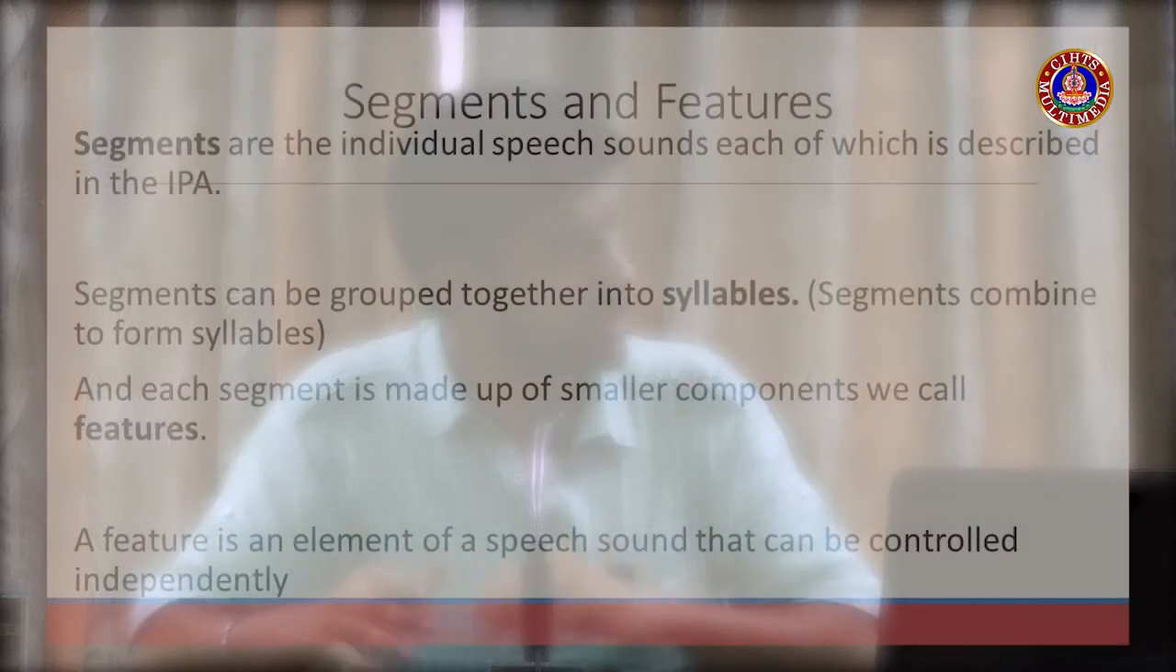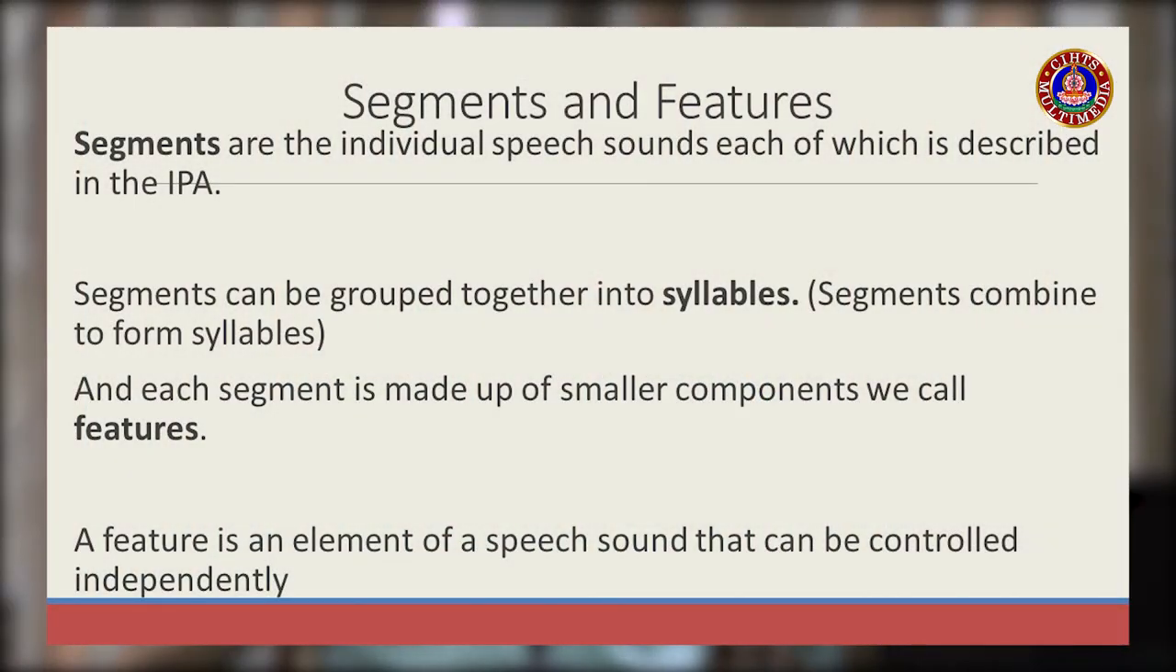But segments can be grouped together, like P, B can be brought together and we can form syllables. Segments combine to form syllables. Now, each segment in every language will have features. Features ka matlab properties, characteristics. Ye humne already kar liya hai. Now, segments and features will be common to all languages. For example, if B is a phoneme, if B is a speech sound, we can call it a segment. Segment, samajhte ho na? Segment matlab tukda, parts, unit, simple.